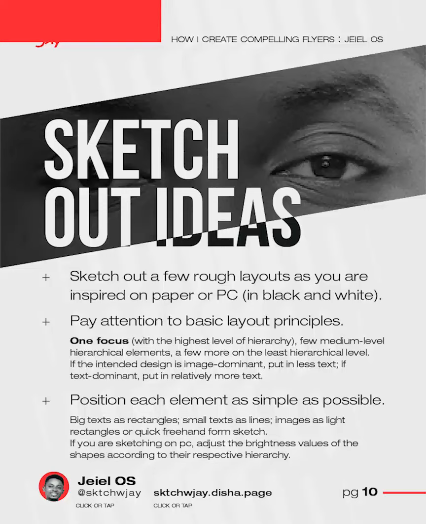Then position each element as simply as possible. The big text as rectangles, small text as lines, images as light rectangles, or a quick freehand form sketch. You understand? If you are sketching on PC, just adjust the brightness levels of the shapes according to their respective hierarchy. If, for example, you're working with something that's going to attract so much attention, you can leave it as pure black. If you are working with something that's going to attract very little attention, then you can leave it at almost close to white, but not white. White is like the least.